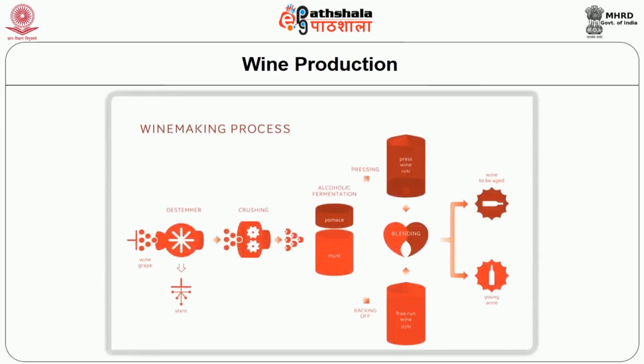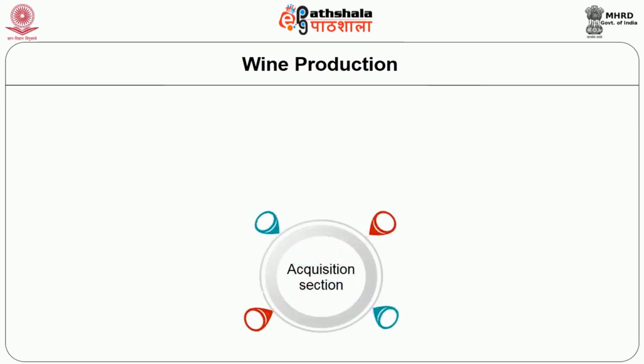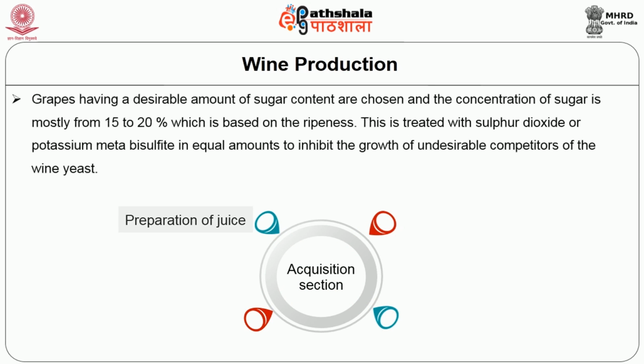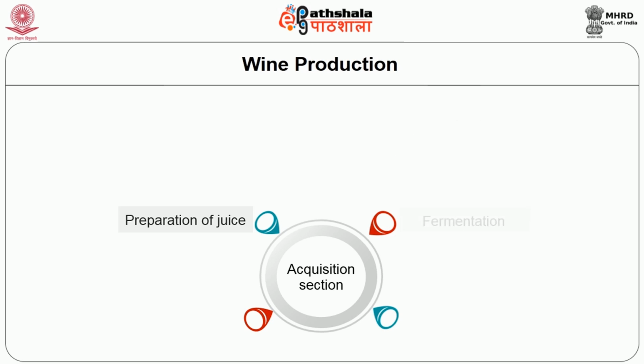The manufacturing process of red wine is a very good example to know about the winemaking process, and the processes involved are discussed as follows. The first step is the preparation of juice. Grapes having a desirable amount of sugar content are chosen, and the concentration of sugar is mostly from 15 to 20%, based on the ripeness. This is treated with sulfur dioxide or potassium metabisulfite in equal amounts to inhibit the growth of undesirable competitors of the wine yeast. And the second step is the fermentation.